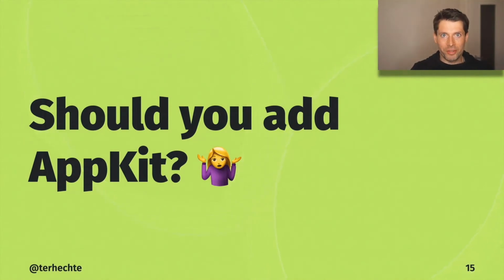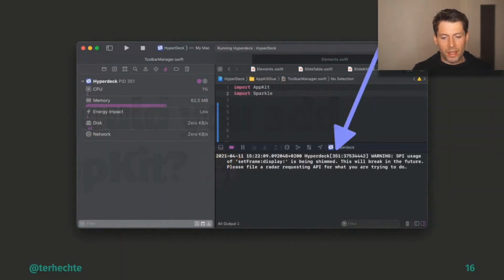So that brings us to another question. Should you even add AppKit? I mean, is this something Apple supports? Is this easy? If you add AppKit, here's an example, and you reach out into some properties of NSWindow, or rather UIWindow backed by an NSWindow, you get this error message. It says, warning, the usage is being shimmed. This will break in the future. Please file a radar requesting API for what we are trying to do. This really is Apple's seal of approval saying this is the right path ahead for whatever you're doing, right?